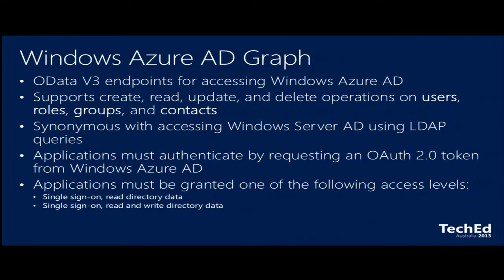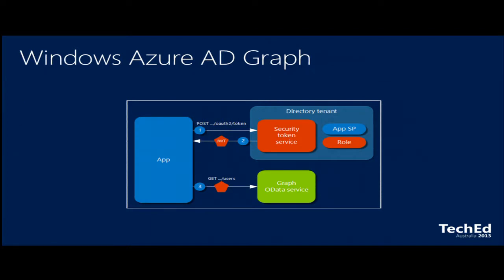The key thing is that in order for your application to access information about users, roles, groups, and so on, the application must sign itself in to Windows Azure AD before it can access the Graph API. So it has to acquire a security token, much like a user does when they're signing themselves into your application, that orange token I showed a bit earlier. In fact, I've demonstrated this over the page.